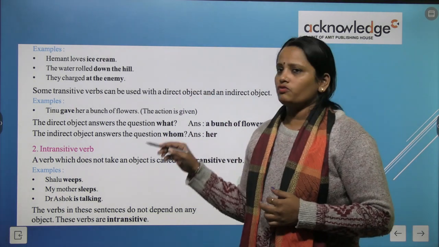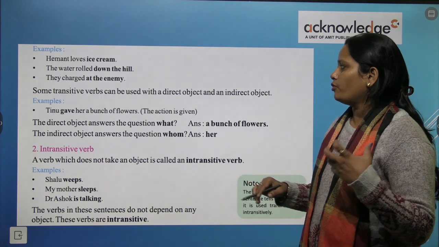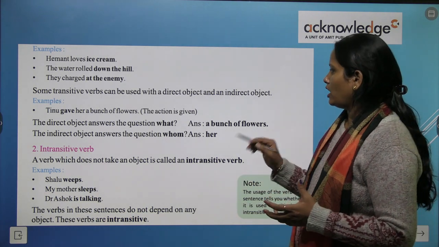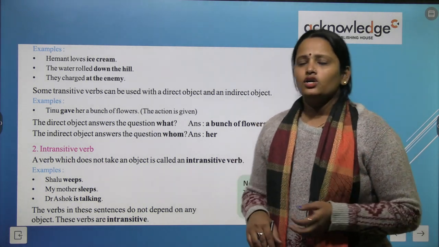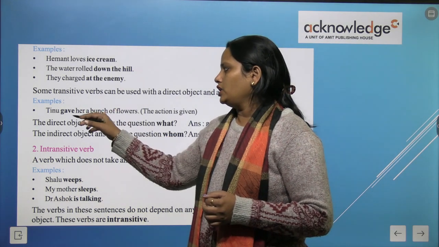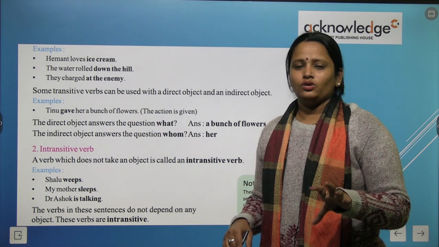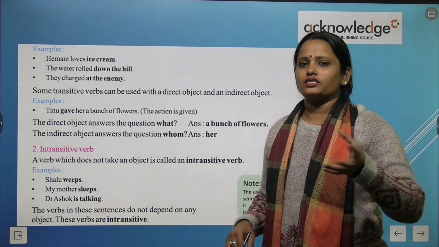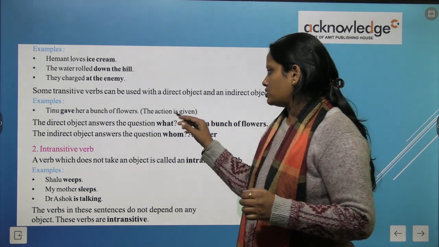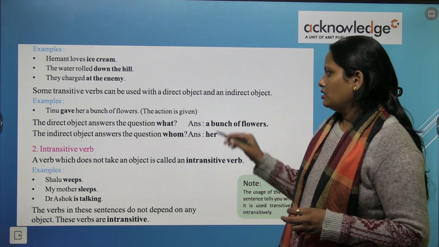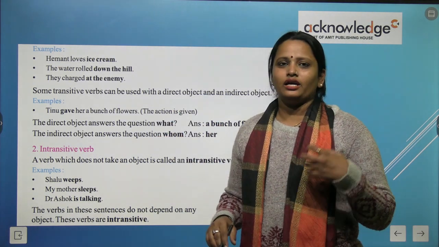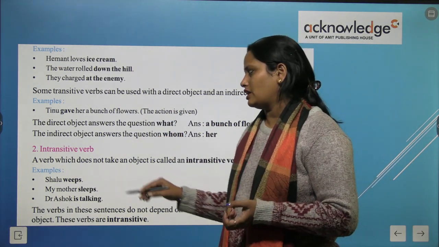So कुछ transitive verbs हैं वो जो direct object के साथ भी use होते हैं या फिर indirect object के साथ भी use होते हैं. For example, Tinu gave her a bunch of flowers. अब Tinu ने उसे एक flowers का गुच्छा दिया. The action is given. तो यहाँ पे जो action है वो है देने का काम हो रहा है, give करने का काम हो रहा है.